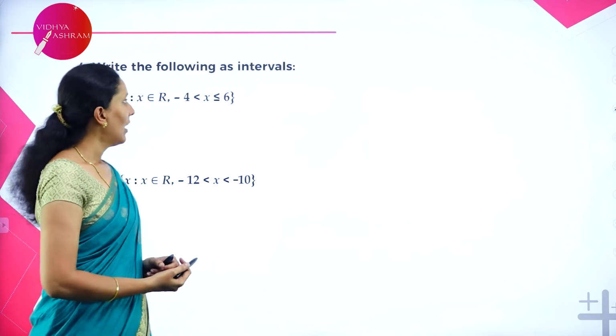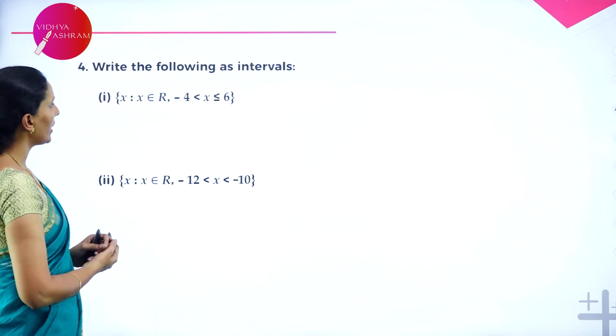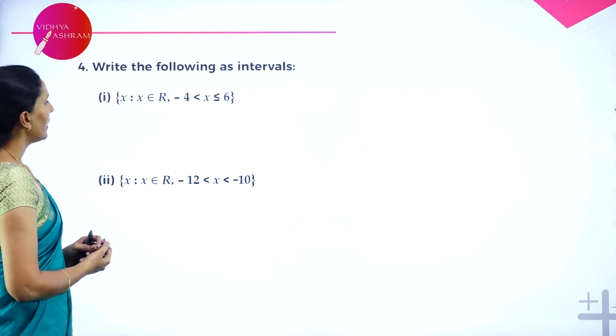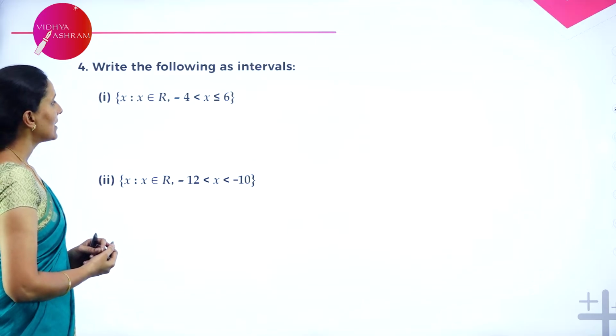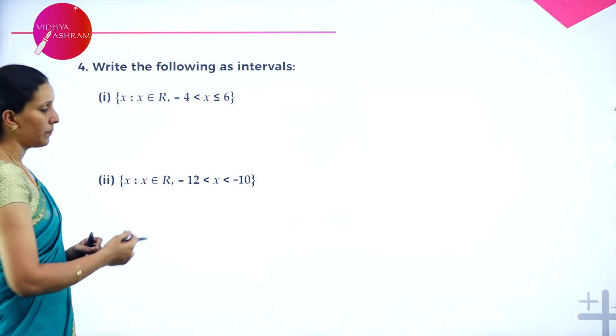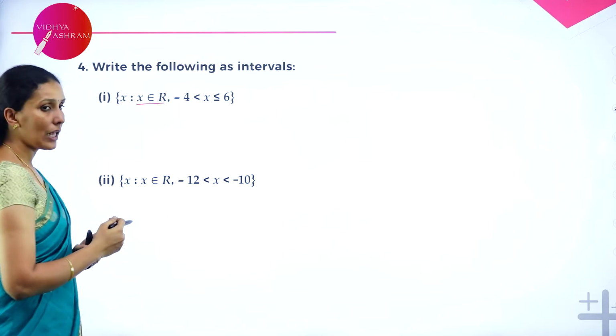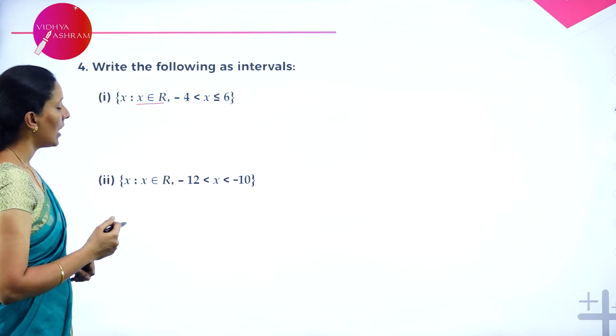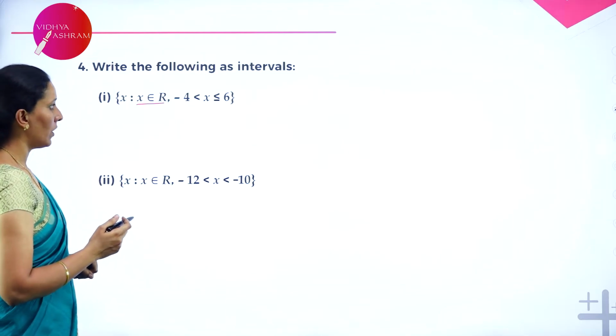So now, let us write the following in terms of intervals. We have the first question, x is a collection of all real numbers because they have given x belongs to real numbers, minus 4 less than x less than or equal to 6.